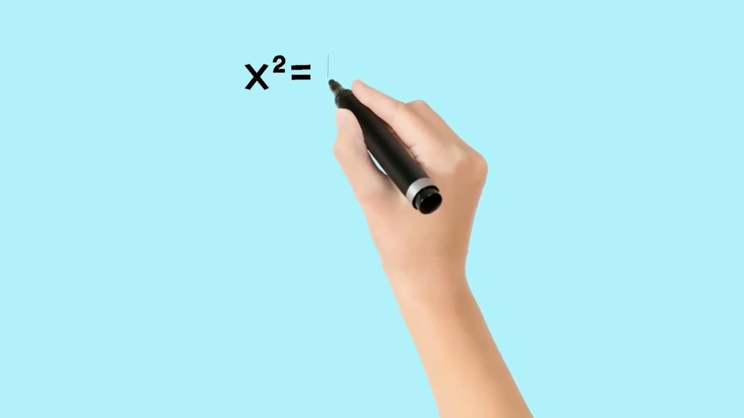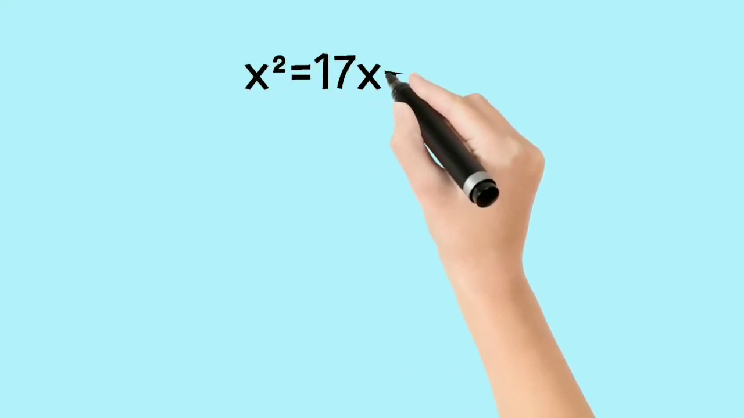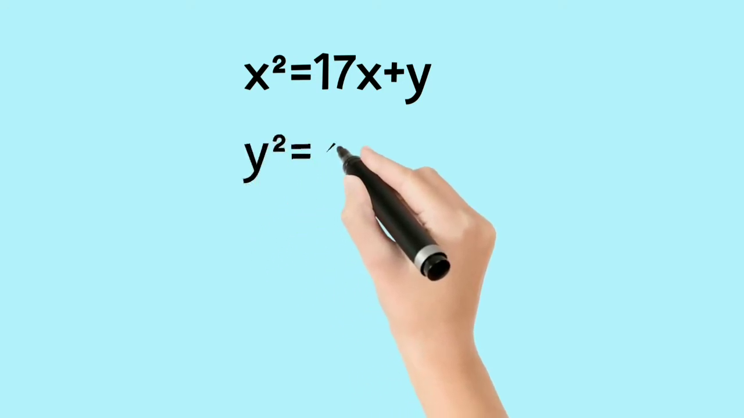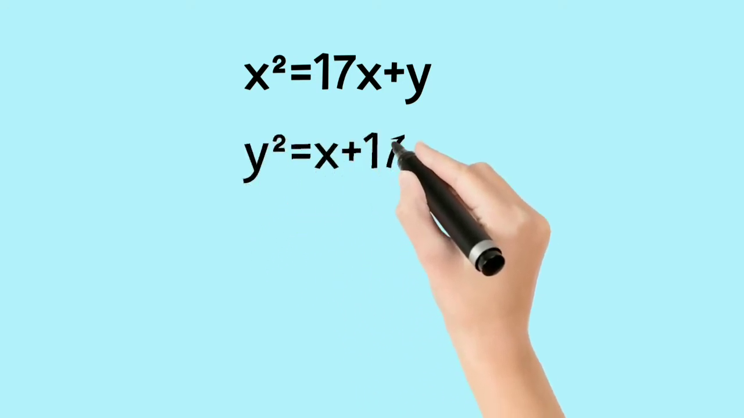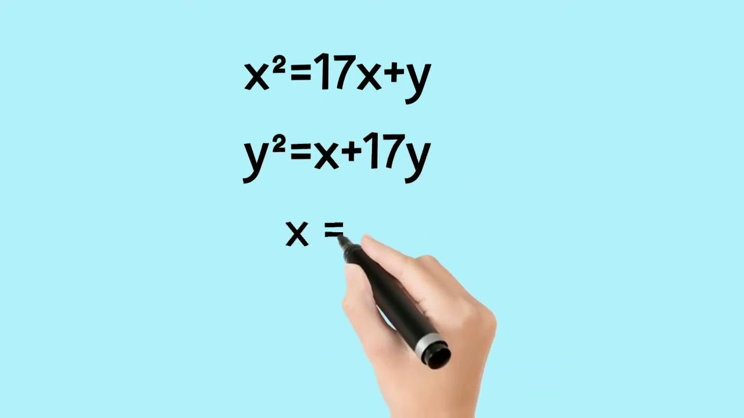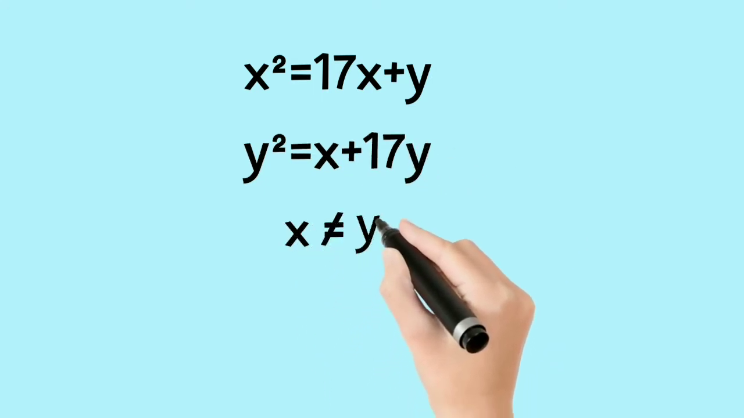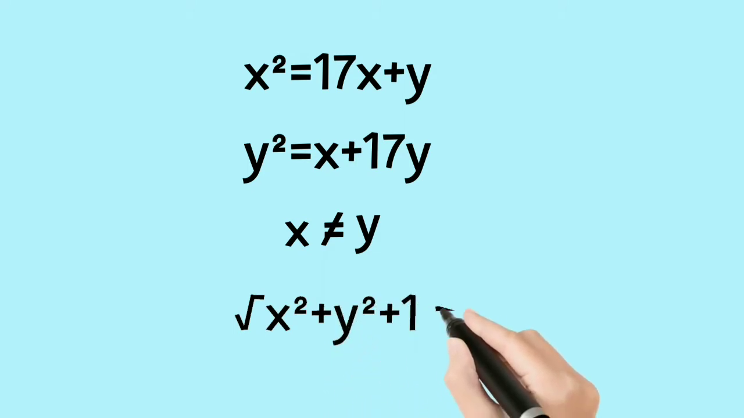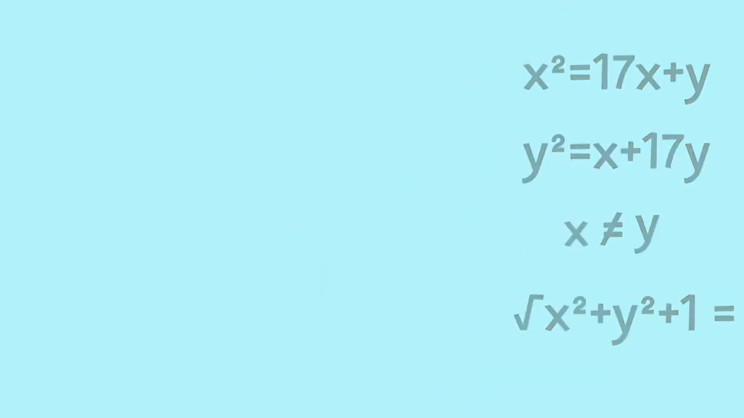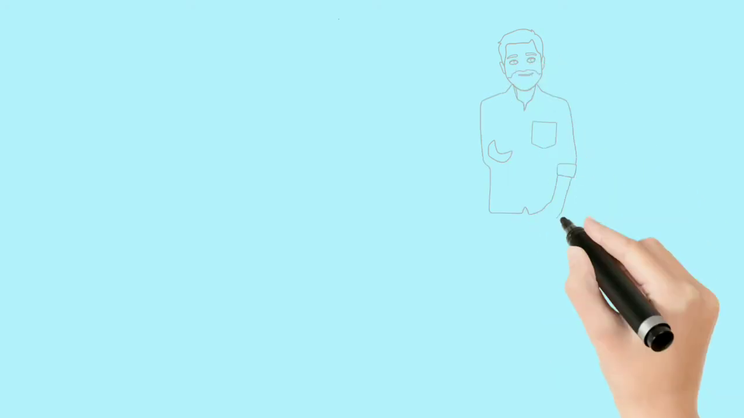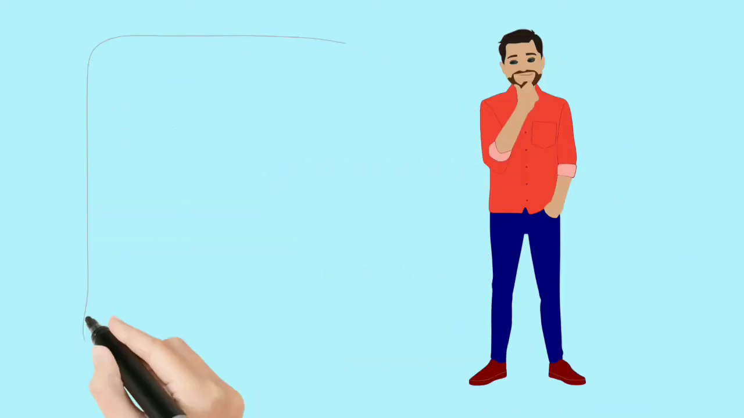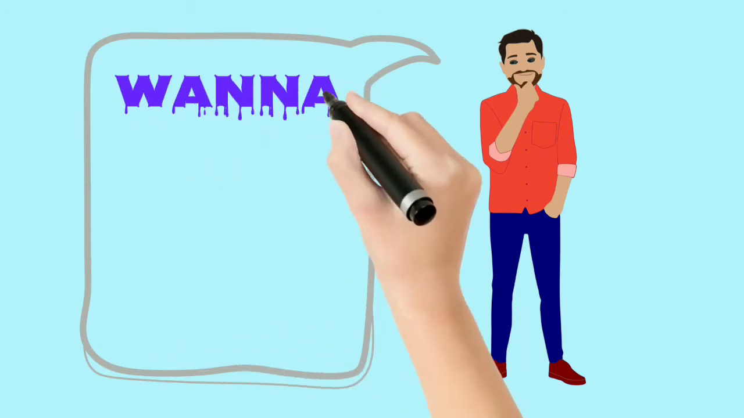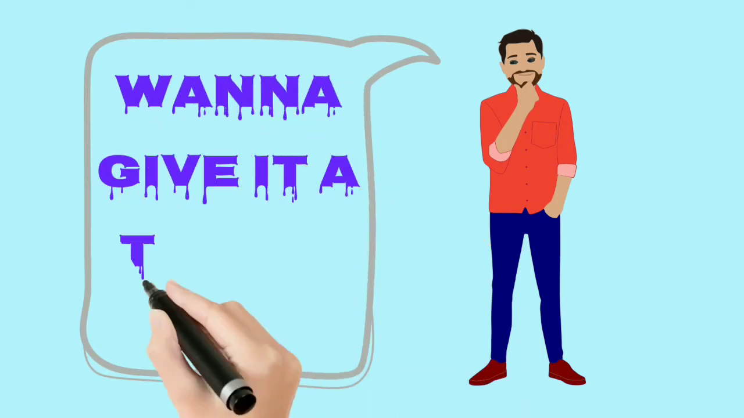Suppose we have x² = 17x + y and y² = x + 17y, and x is not equal to y. Then what is the value of √(x² + y² + 1)? You can simply find out the value of x and y to solve this, but in this video we try some standard trick to solve this. Let's find out.